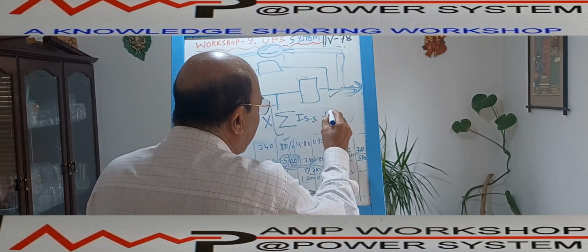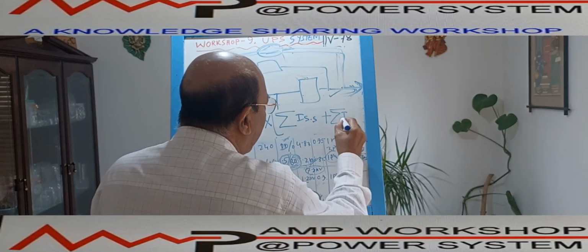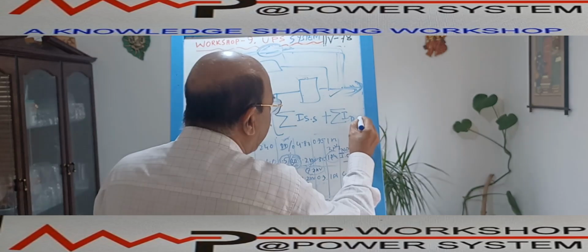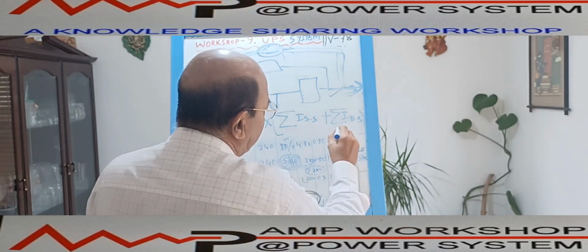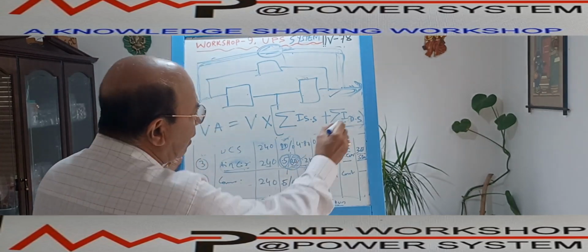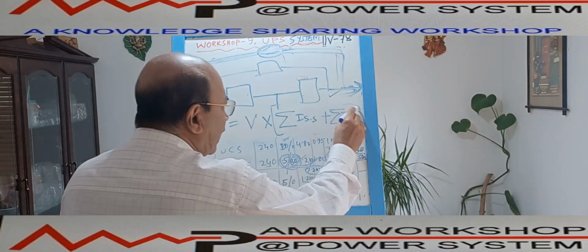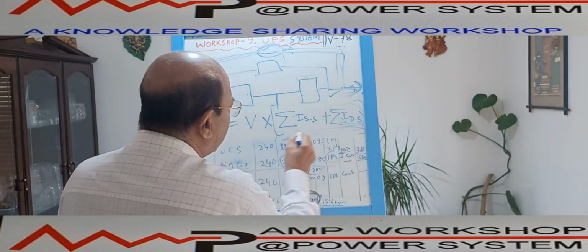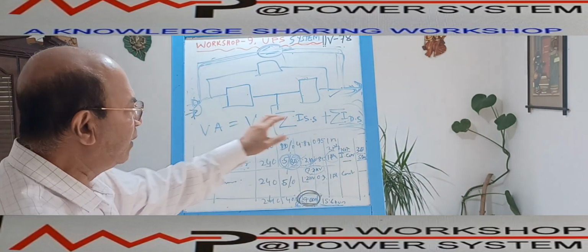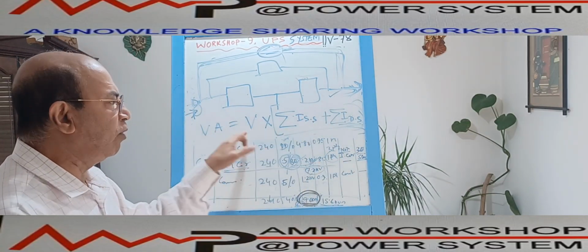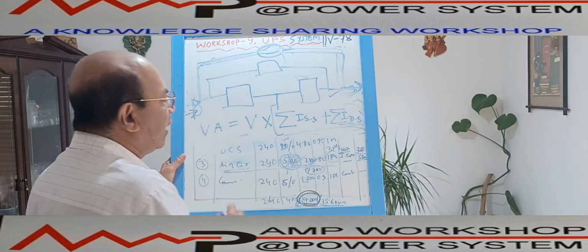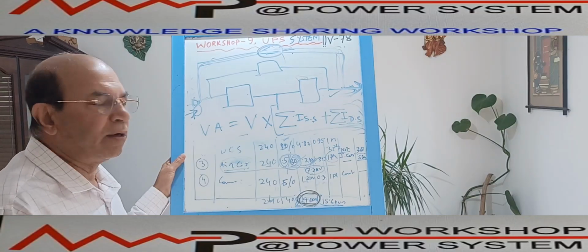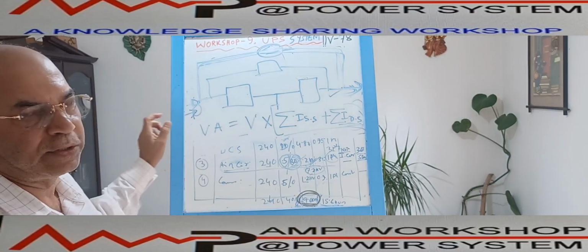I'll do ISS plus summation of I dynamic current, dynamic state current, okay? Also, suppose these are the in-rush current, I will add up over here. So this current plus this current will give the total current. From this total current multiplied by voltage, I will get the total VA, and that VA is to be included in the UPS system.